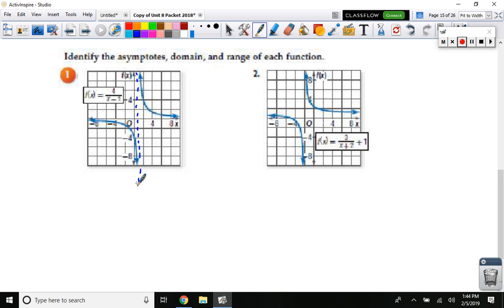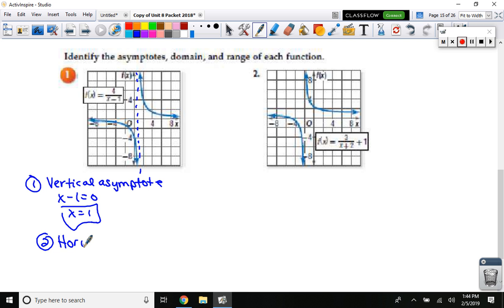All right, so how do we figure that out on our own, not looking at the graph? What makes it undefined? So x minus 1 equals 0, which means x equals 1. Yep, that matches up with what we thought. Horizontal asymptote. If you had to look at the graph, would you say there is one, and what would it be? 0 maybe?